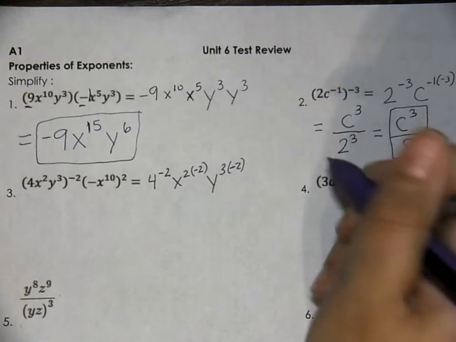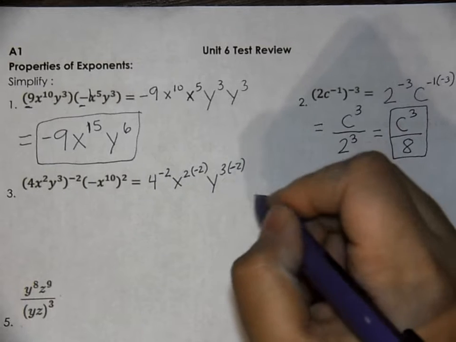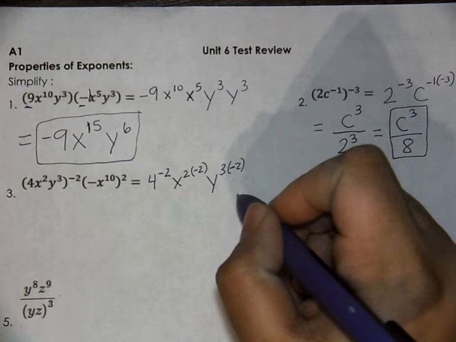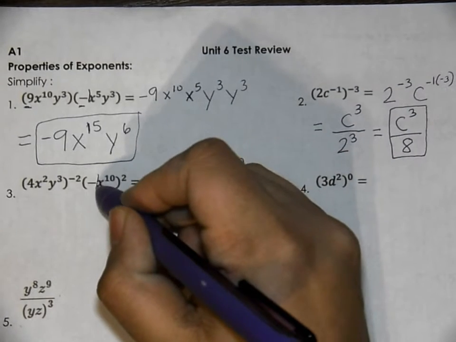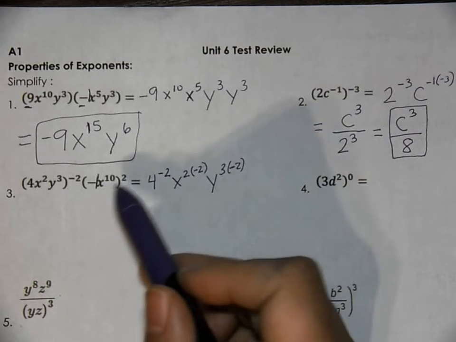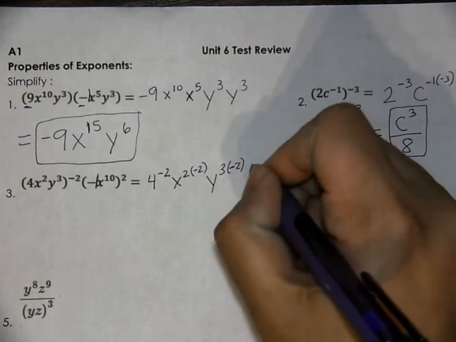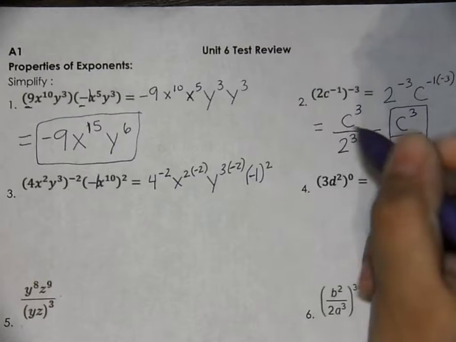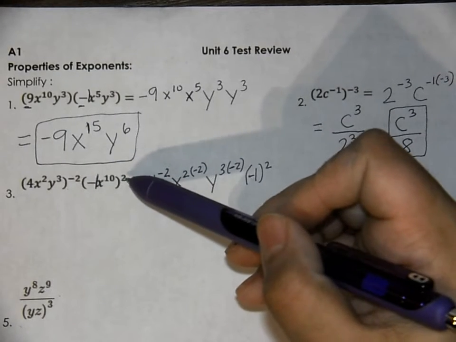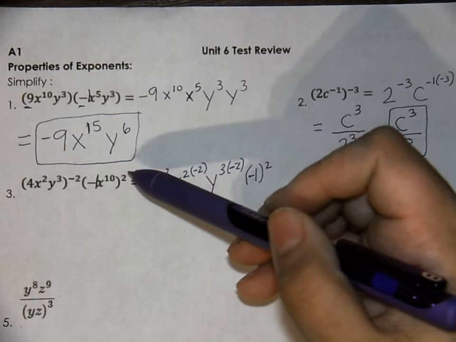So that's everything for the first parentheses. The second parentheses, we have a -1, if you want to sneak a 1 in there. -1 is being squared, so I'll write it like that. Because anytime there's a number inside the parentheses, you're going to raise it to whatever the exponent is.